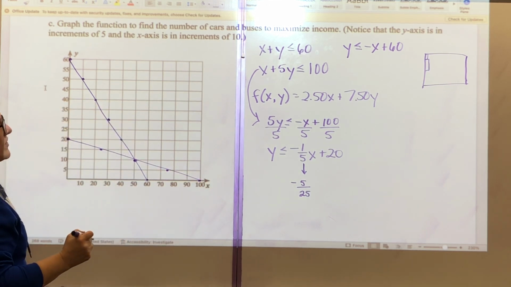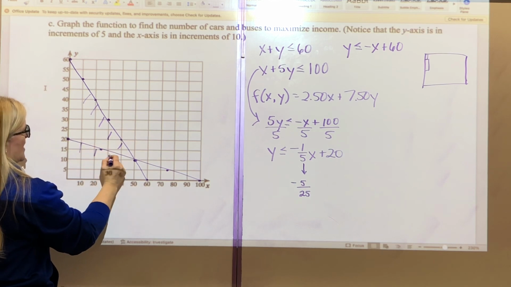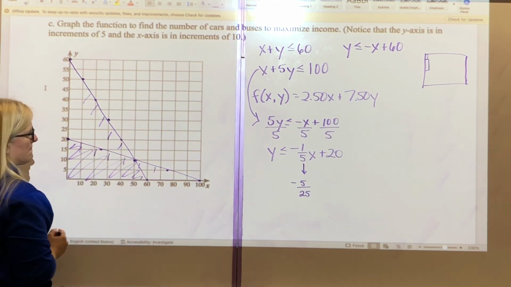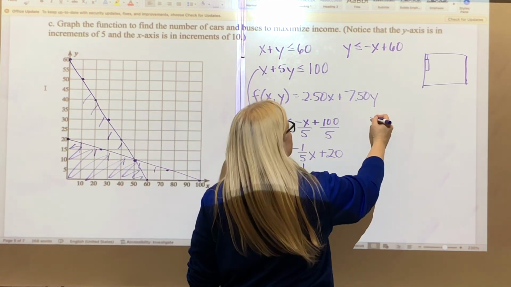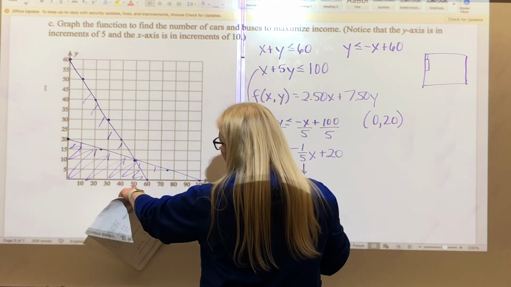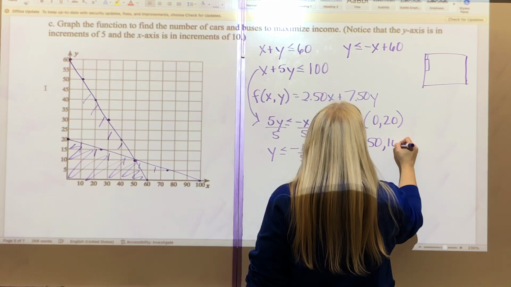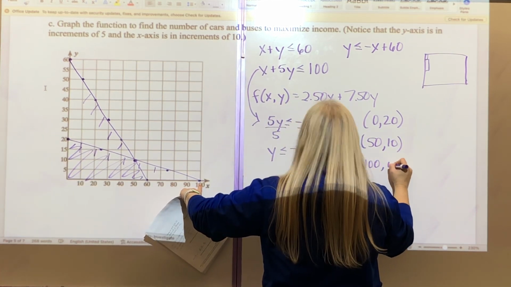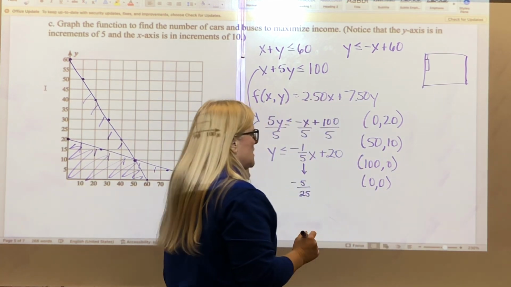These are both less than. So less than and less than. This is my feasible region right here. Well, I've got 0, 20, and I've got 50, 10. I've got 100, 0, and then 0, 0. And that's not going to make us any money, is it?